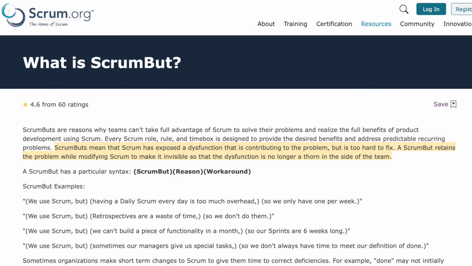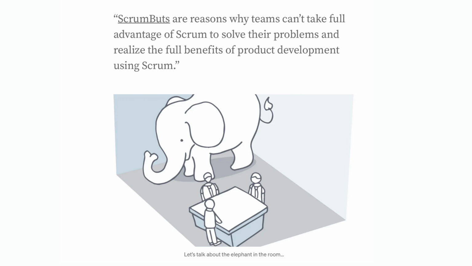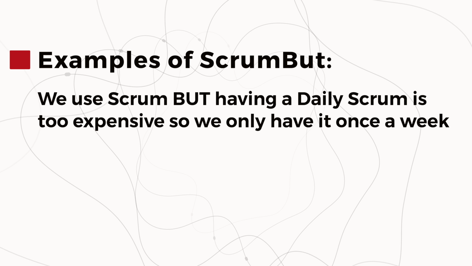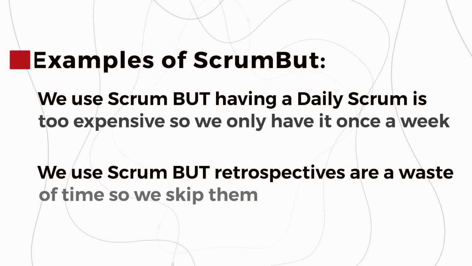Now, ScrumBut is one of the most widespread phenomena among Scrum teams. It results from many misconceptions about Scrum and the impact of its adoption, stemming from a misinterpretation or selective adoption of Scrum principles. ScrumBut represents a diluted version that undermines the intended benefits of Scrum. Now, I'm concentrating on teams not using a sprint goal, but there are many other examples of ScrumBut. For example, we use Scrum, but having a daily Scrum is too expensive, so we only have it once a week. We use Scrum, but retrospectives are a waste of time, so we skip them.